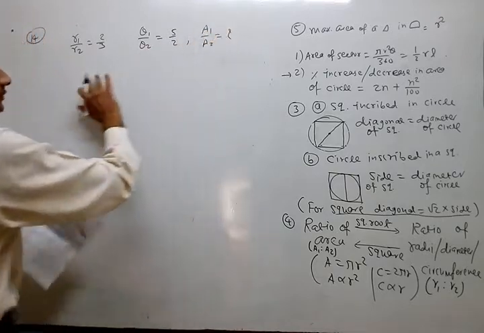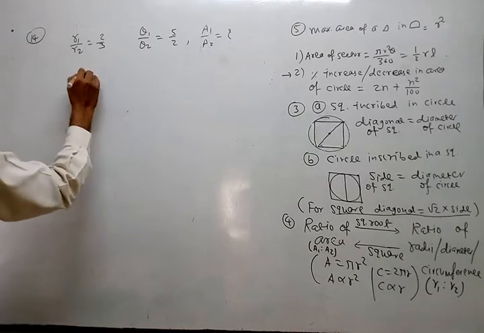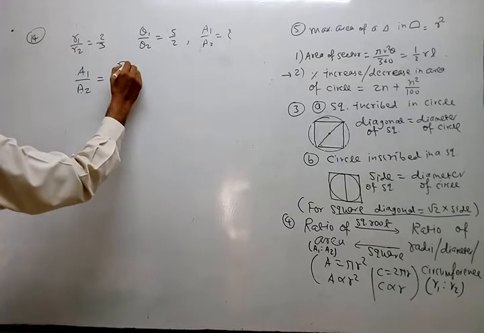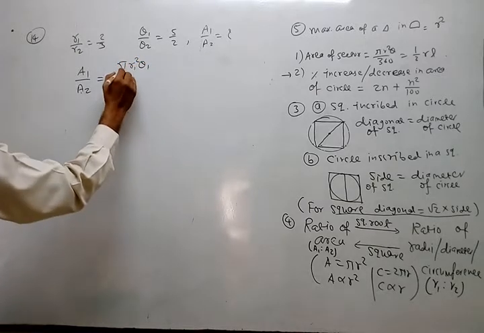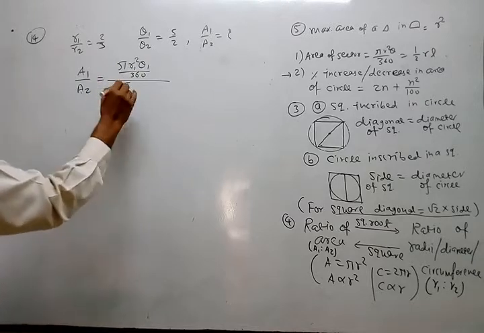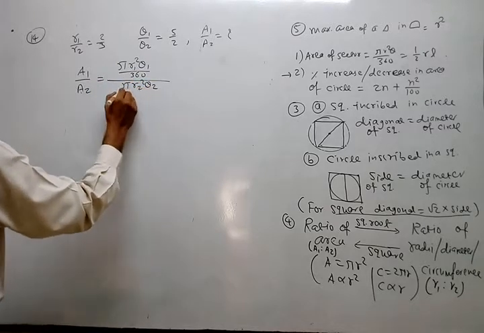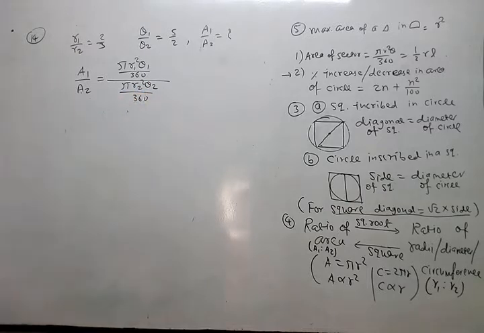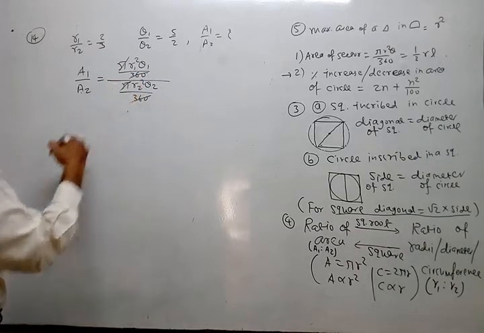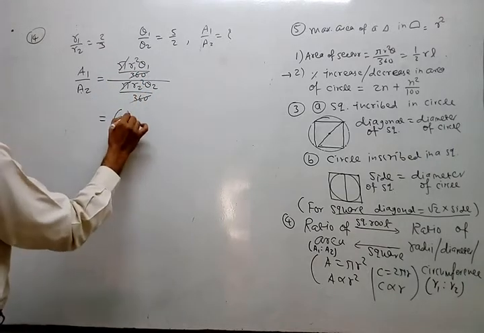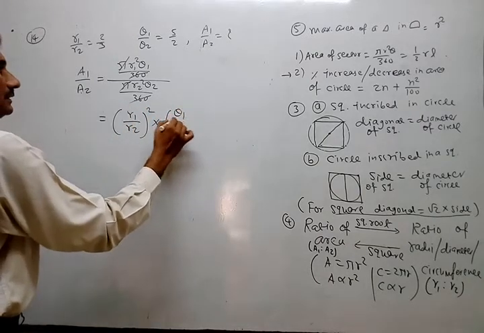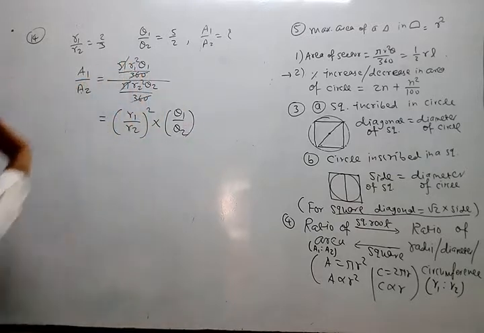Now no shortcut, we have to go through the whole process. First of all, I want to find A1 upon A2. So can I write it this way? Pi R1 square theta 1 upon 360, upon pi R2 square theta 2 upon 360. I have placed both formulas. Now what is cancelable? 360 and 360, pi also goes. So whatever is left: R1 upon R2 whole square into theta 1 upon theta 2. No square on theta, just look at it.